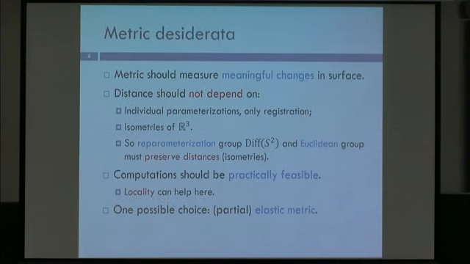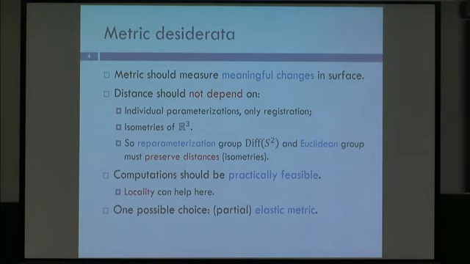Okay, so some properties we might like this metric to have. It should perhaps, in some sense, depend on meaningful changes in the surface. We don't want it to be arbitrary. We wish to be able to interpret the changes that actually happen and give some physical meaning to them.